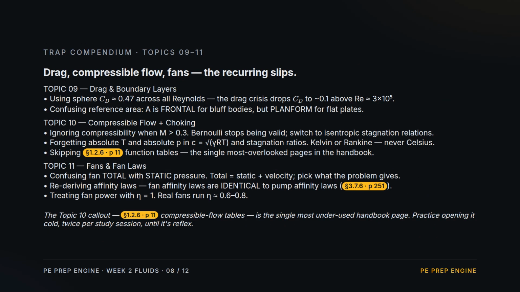Trap Compendium, topics 9 through 11. Drag. The sphere drag coefficient isn't constant. A drag crisis near a Reynolds number of 3 times 10 to the 5th drops it by a factor of 4. Reference area is frontal for bluff bodies, planform for flat plates. Compressible flow. Above Mach 0.3, drop Bernoulli for the isentropic relations, and use absolute temperature in the speed of sound equation, never Celsius. The function tables are the most overlooked pages in the handbook. Fans. Distinguish total from static pressure, and fan affinity laws are identical to pump affinity laws.